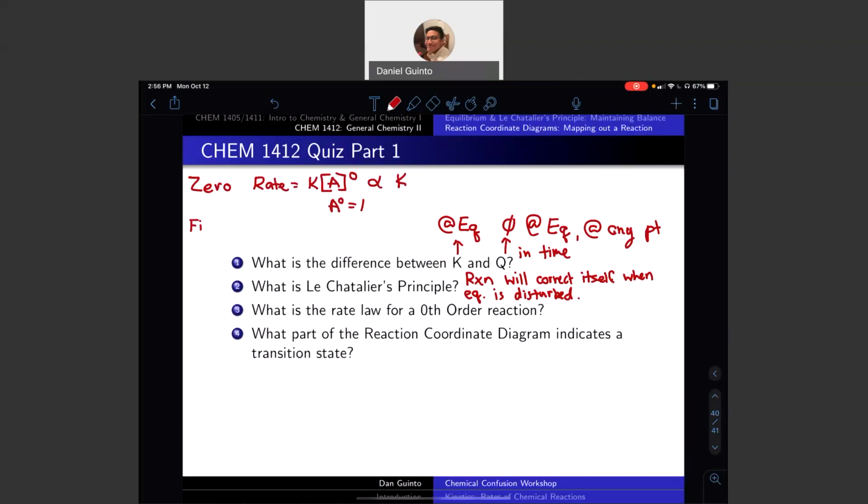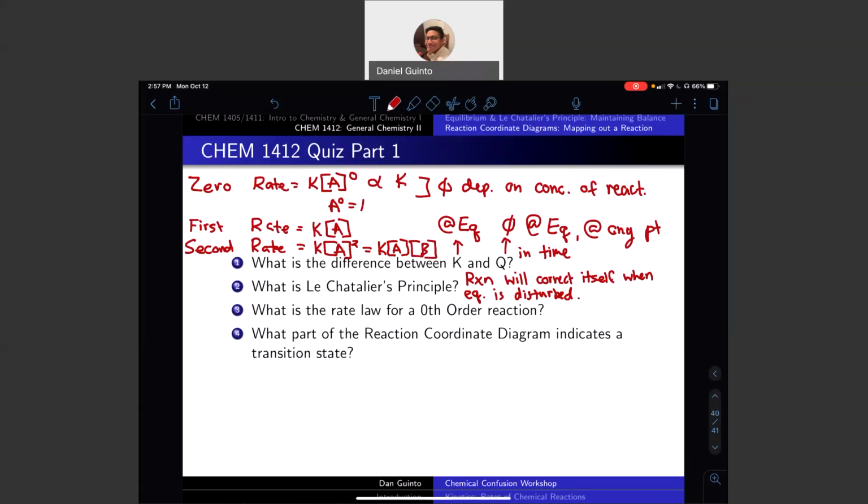When we look at 1st order, rate is going to be equal to K times our concentration of A. So again, 0 order is not dependent on concentration of reactant. And then 2nd order, as we learned earlier, is going to be K times A squared, assuming it's the same reactant, or you could just say K times A times B. So for the 0th order, rate is going to be equal to K.